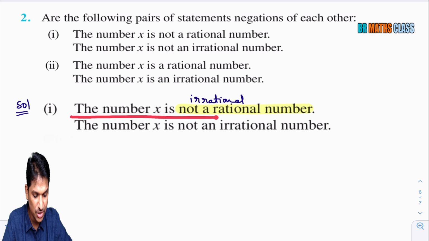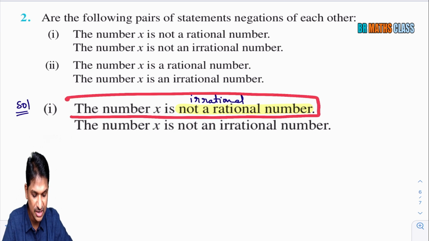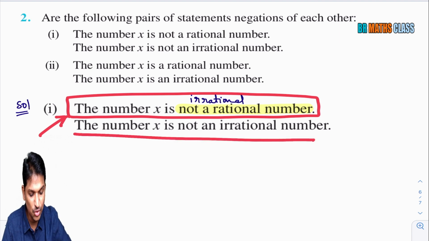First line is the number x is irrational number. What is the negation of the first line? The number x is not irrational. The same thing is present. So what will you write?